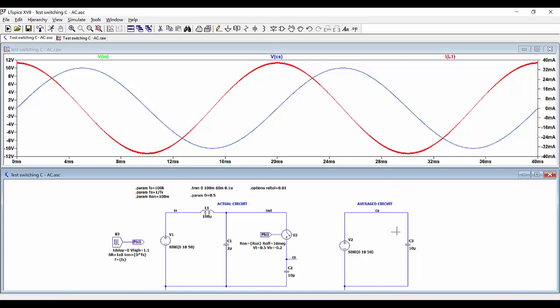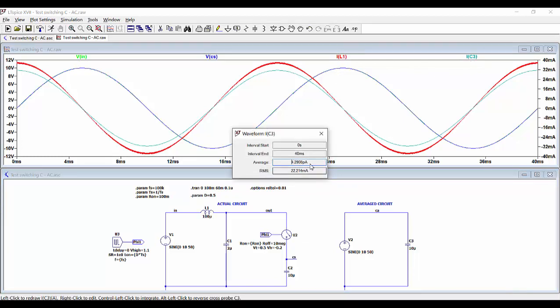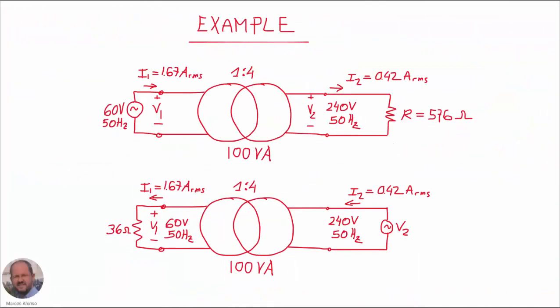So let's compare this current with the current that is circulating in this averaged circuit. So this will be the current through this capacitor here. So we can see that they are pretty much the same. There is a small difference, but we can consider this a good approximation. If we calculate the RMS values, we can see here is 22.2 milliamperes and here is 26.6 milliamperes. So with this we have everything and we can go ahead and do a design example of a transformer.